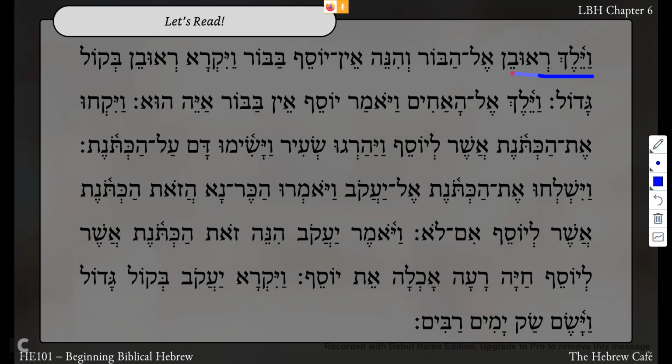Next, Vayelech Reuven El Habor. Okay, Reuben went to the pit. V'henei en Yosef babor. Earlier they said en mayim babor. There's no water in the pit. Now they say en Yosef babor. Joseph is not in the pit. Vayikra Reuven Bekol gadol, he cried out with a great voice, a big voice, a loud voice. Gadol: big, great, large, loud.